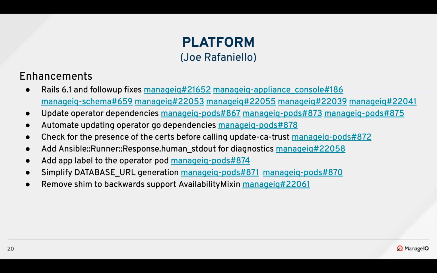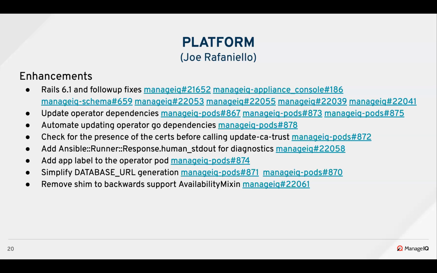Okay, for core enhancements, Keenan and I upgraded ManageIQ to Rails 6.1, and Jason joined the party on some follow-up fixes that always come with a Rails major version change. Next, Brandon updated the operator dependencies. As a follow-up, he also automated creating pull requests to update the operator dependencies in the future. Then Jason improved the container env loading time by checking for the presence of certificates before calling update CA trust.